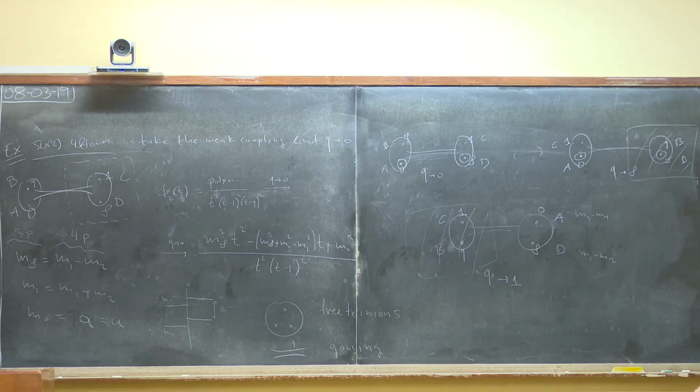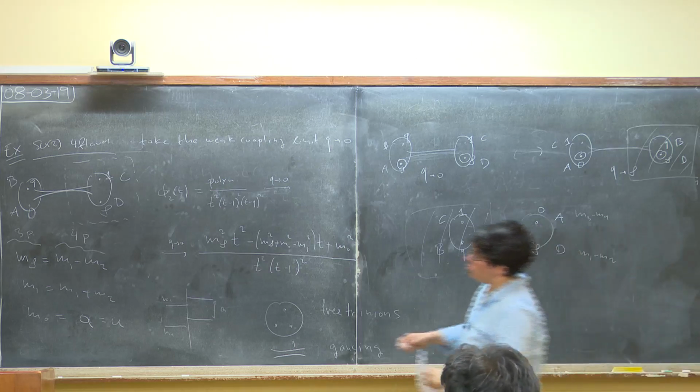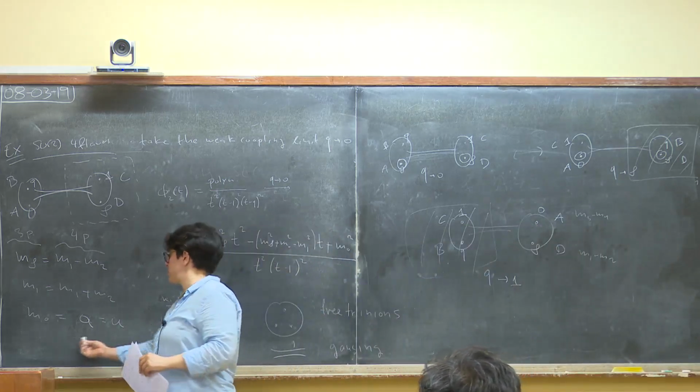If you set all the u's to 0, you will not see the symmetry, right? Because you see only one. Wait, which u's? The u's, you don't want to set them to 0, right? Because if you set them to 0, you will lose this puncture.